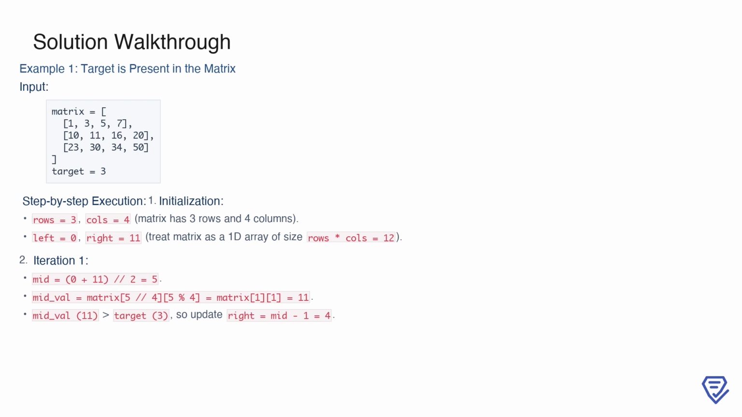In the first iteration, we calculate the midpoint as mid equals (0 + 11) // 2 equals 5. To access the value at this midpoint in the 2D matrix, we compute mid_val equals matrix[5 // 4][5 % 4] equals matrix[1][1] equals 11. Since 11 is greater than the target value of 3, we narrow our search range by updating right equals mid - 1 equals 4, effectively discarding the right half of the search space.